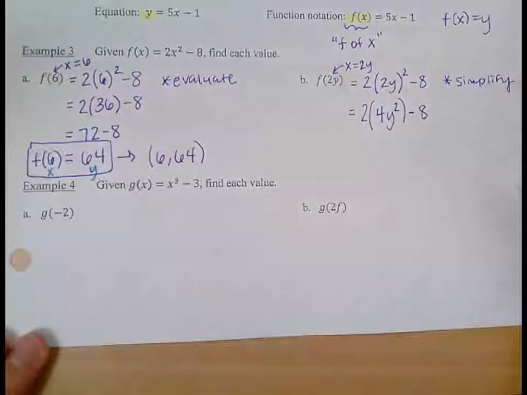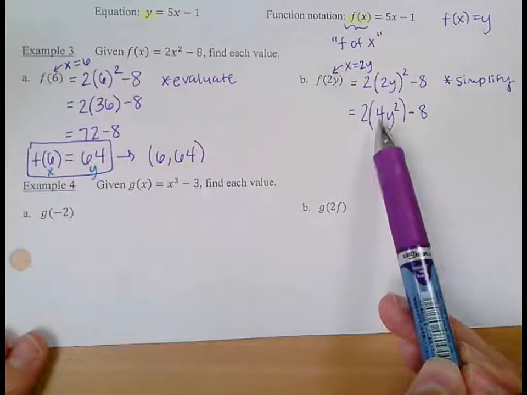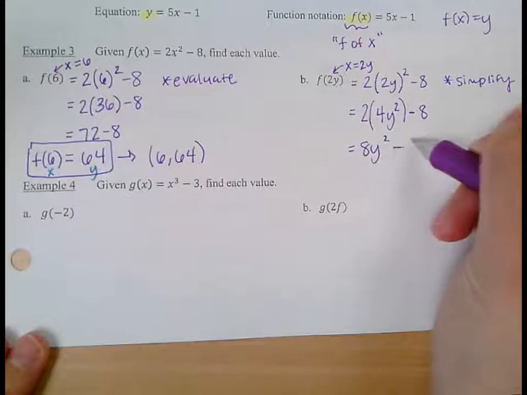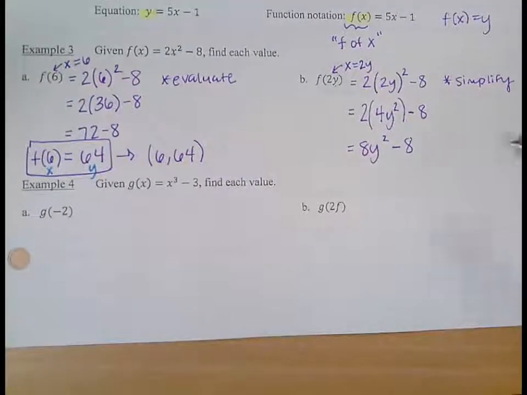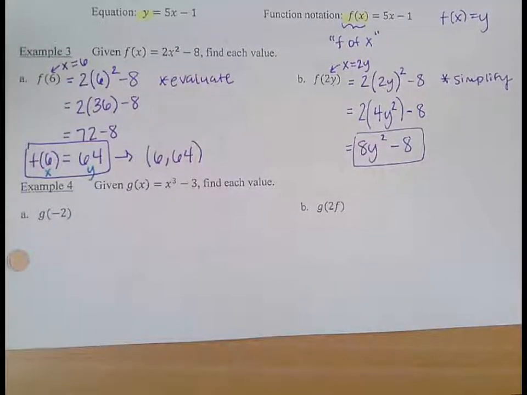Then I still have the minus 8. And then I can multiply the 2 with the 4 in the 4y squared. So that would be 8y squared. I still have the minus 8. And now these are not like terms, so I can't subtract the 8s and get 0 somehow. This is the answer. That's in simplest form. I don't have any parentheses. I don't have any like terms. That's it.